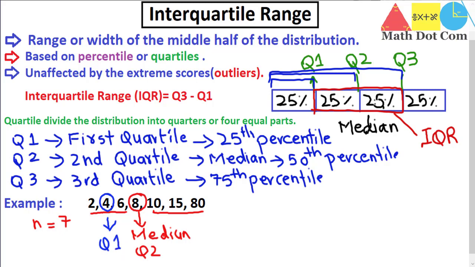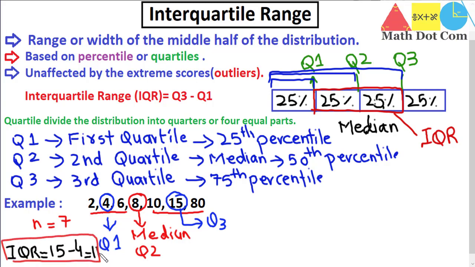And in the third quartile, we have to find the central value, that here is 15. This is the Q3. So this is the simplest method of finding IQR. IQR is equal to Q3 minus Q1, that is 15 minus 4, which is equal to 11. This means that the interquartile range is 11.